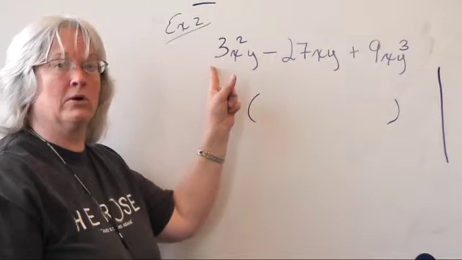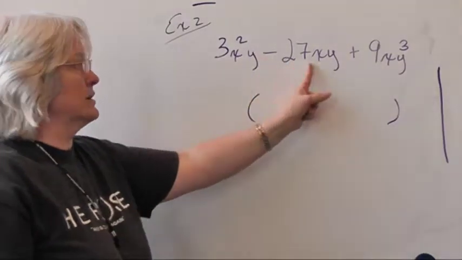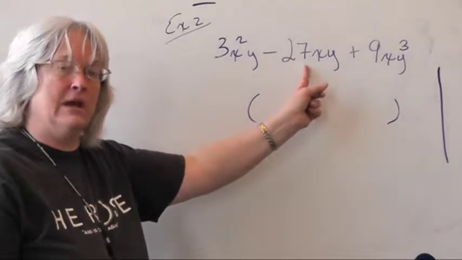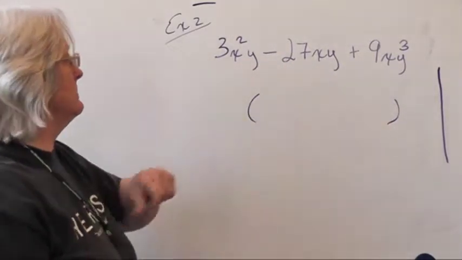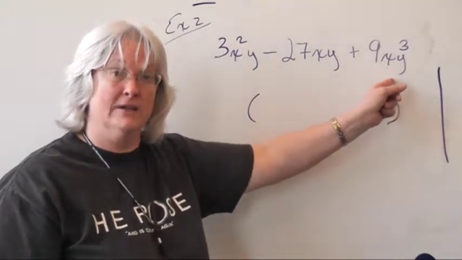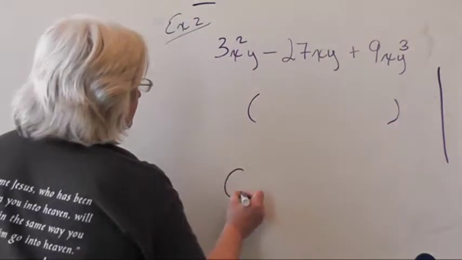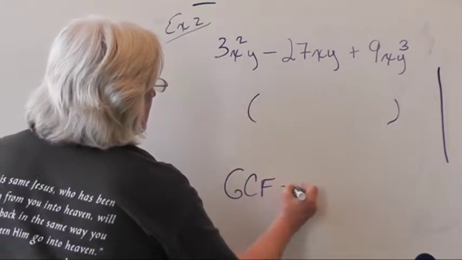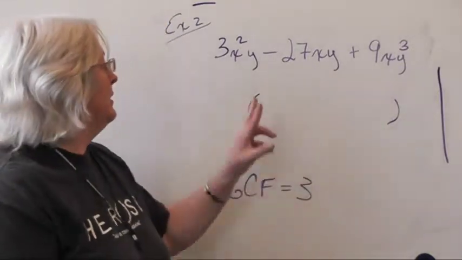Well, the highest numerical factor that you can have in common is going to be 3. Is 3 a factor of 27? Yes. 27 is 3 cubed, 3 times 3 times 3. Is 3 a factor of 9? Yes. 3 squared is 9. So your greatest common factor is 3. Now, what other factors do we have in common?